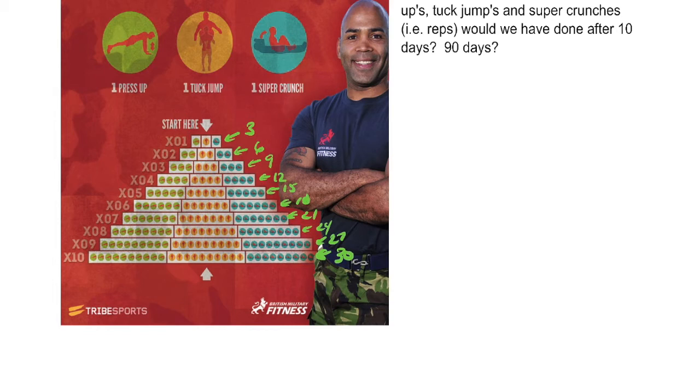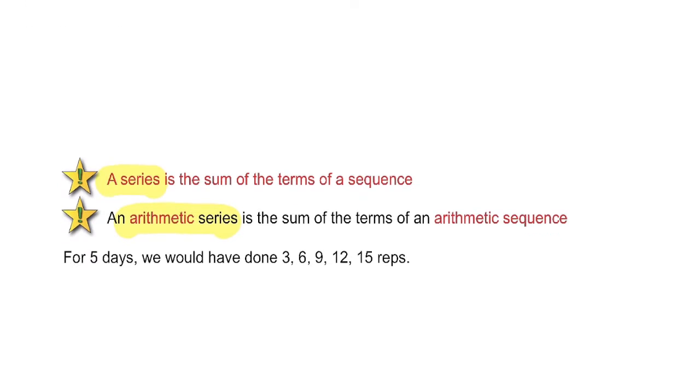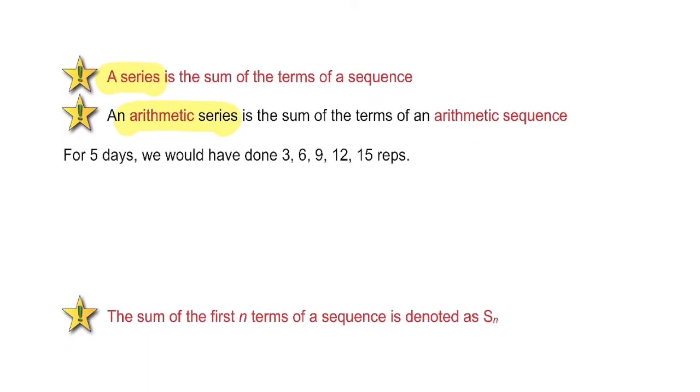The common difference is 3, but the question we want to know is, what is the sum of these terms? Let's just break this up, and for 3, 6, 9, 12, and 15, we're doing 3 plus 6 plus 9 plus 12 plus 15, and we add that up together. I got 3 plus 6 is 9, 9 plus 9 is 18, 18 plus 12 is 30, plus 15 is 45. So after 5 days, we would have done 45 reps of these things.